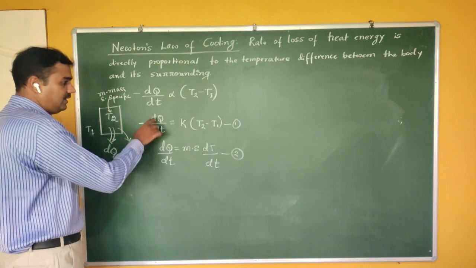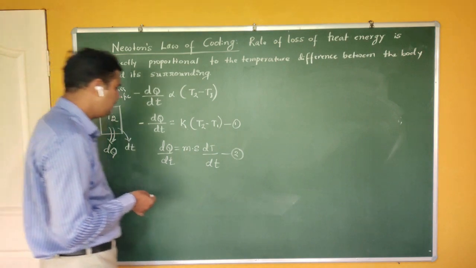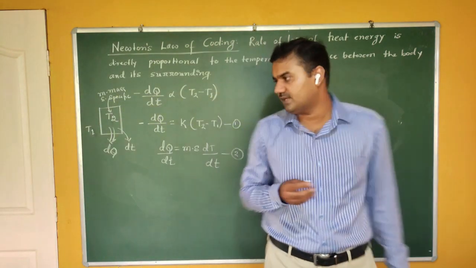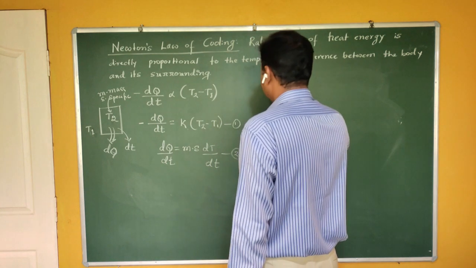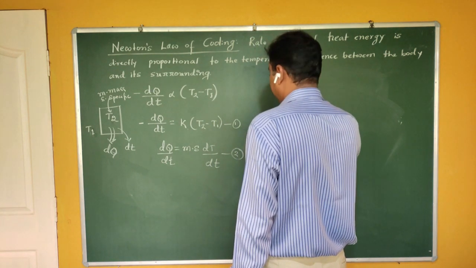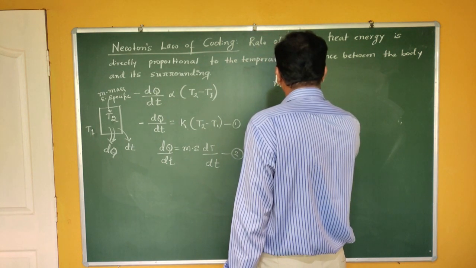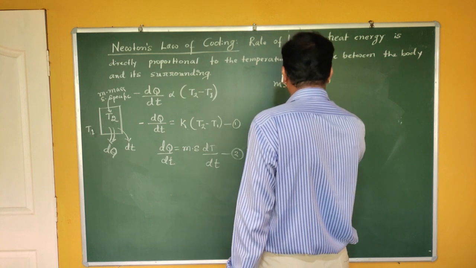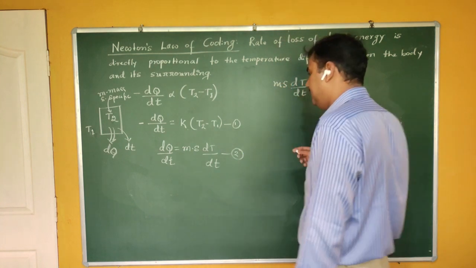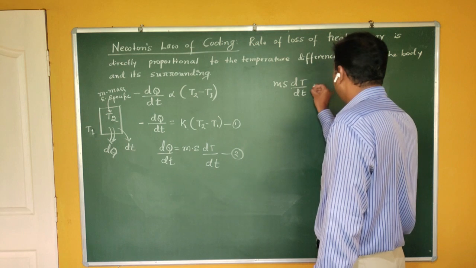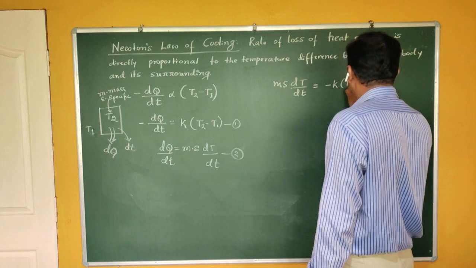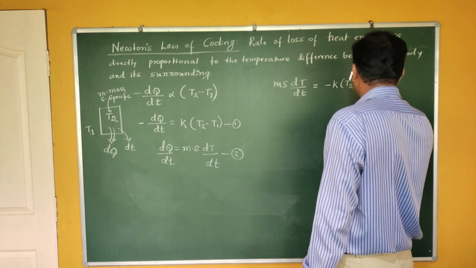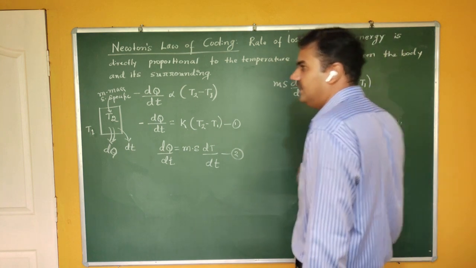If you take the left hand part of equation 1 and equation 2, you can say that they are the same. Therefore, I can write here m into s into dT by dt, the change in temperature divided by the change in time, is equal to minus k into T2 minus T1. I want this T1 and T2.